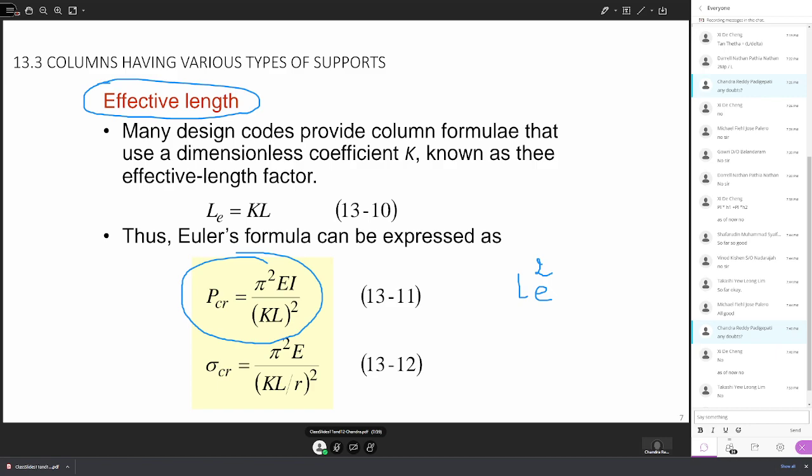Then the critical stress formula is given as pi square E over KL over r whole square. So these 2 formulas will tell us the critical load and critical stress when the column is about to buckle. The load required is the critical load, and the stress at that point is the critical stress. So we'll be using these 2 equations to calculate the critical load and the critical stress for buckling of columns.